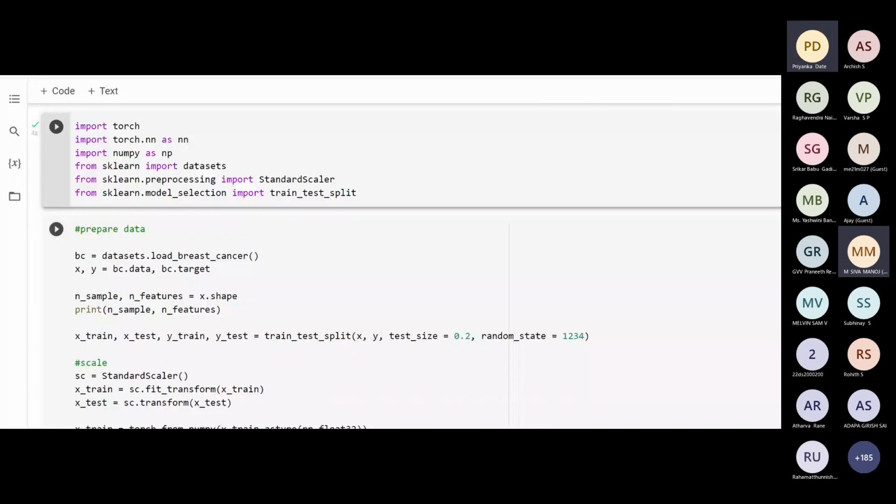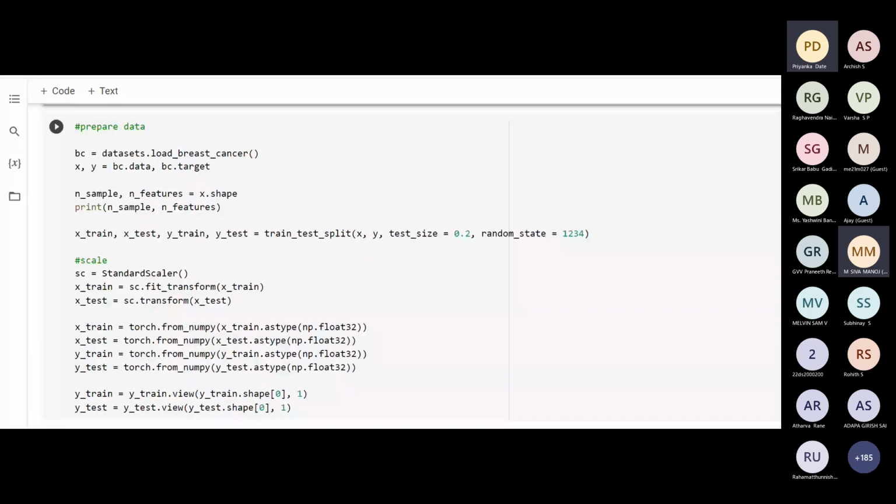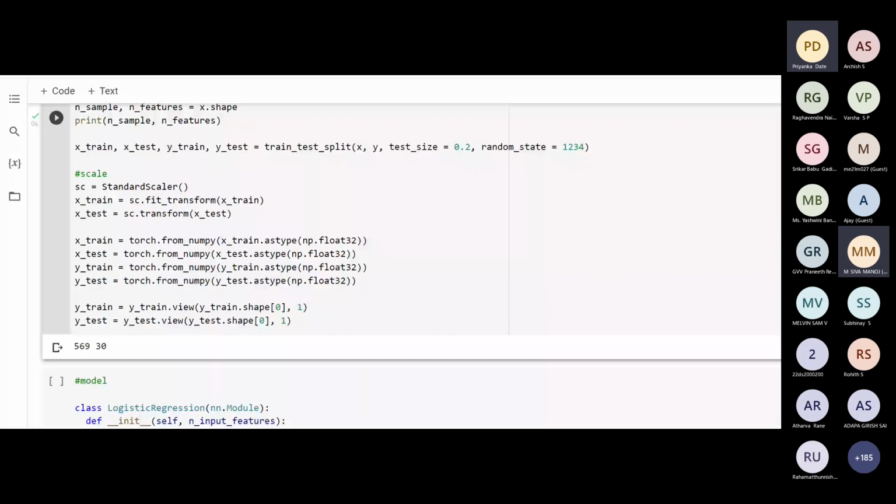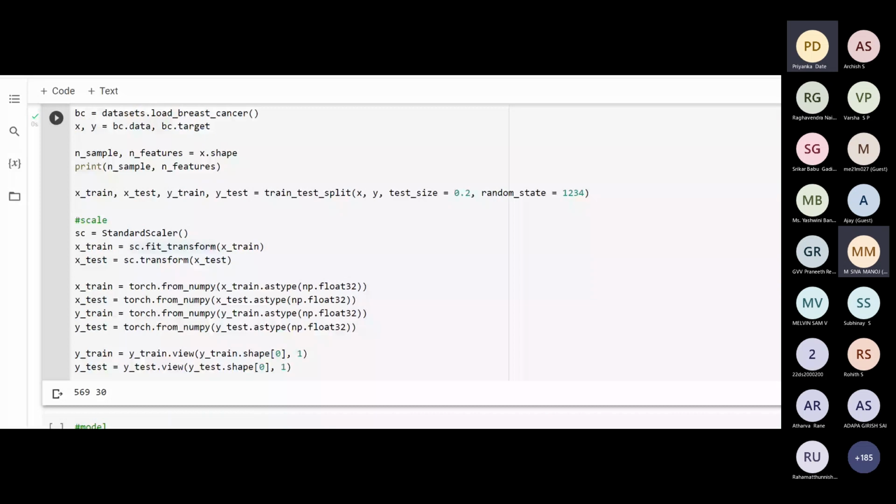So here, while preparing data, first let us load the data. Here we've used the breast cancer data, which is essentially, according to the data that we have, predicting if the person has breast cancer or not. And then we'll see the number of samples and number of features that are there. Here we can see that we have 569 samples and 30 features.